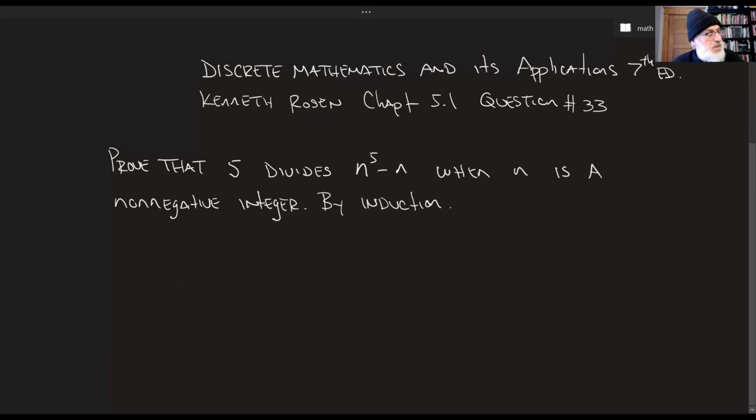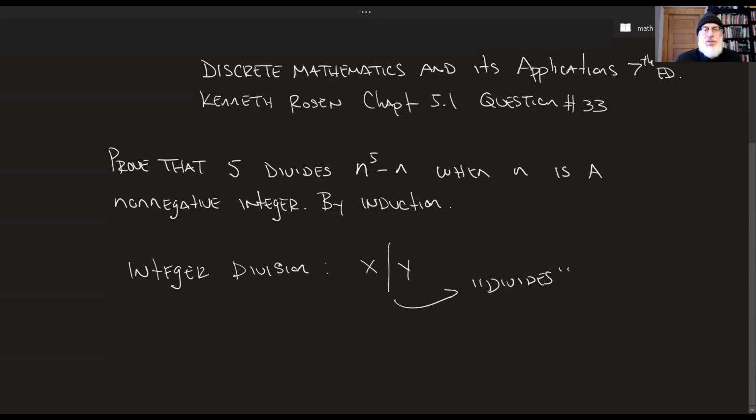We've done a few of these videos of division. So let's talk first about what it means to divide. Integer division, let's say x divides y. This vertical line means divides.